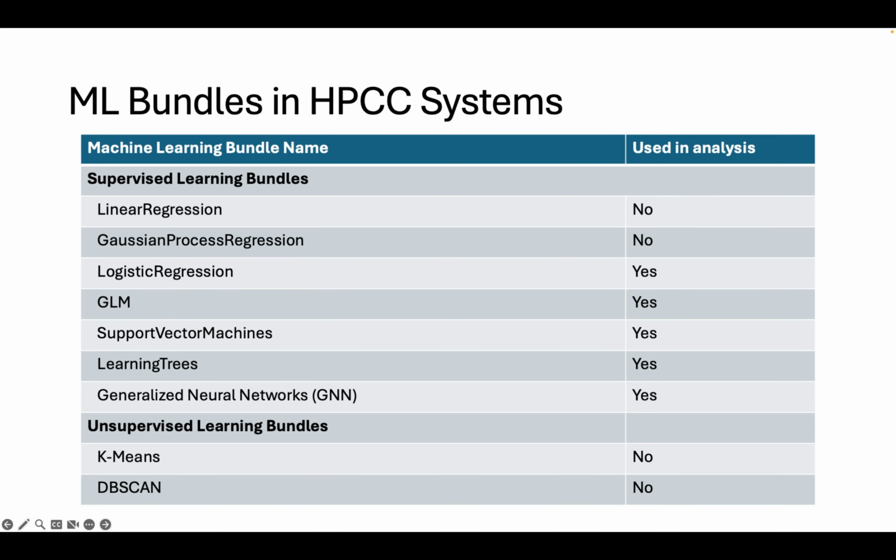The HPCC system machine learning library has several machine learning bundles, both supervised and unsupervised. We have used only the supervised and classification algorithms. Logistic regression, generalized linear model, support vector machine, learning tree, and generalized neural networks are used in this analysis.